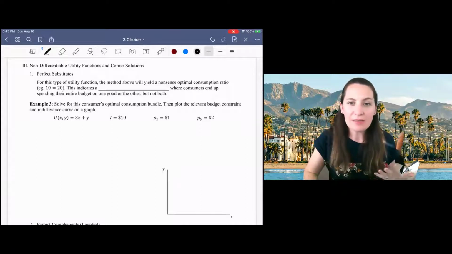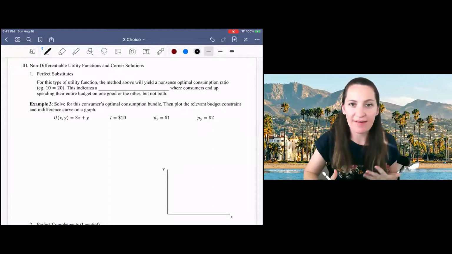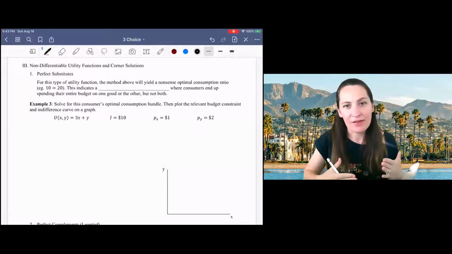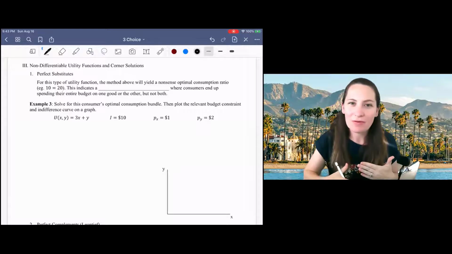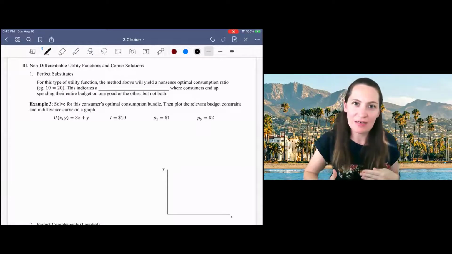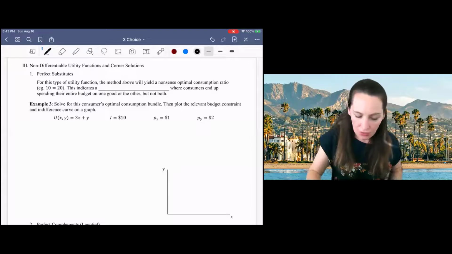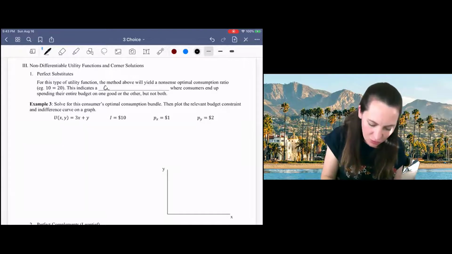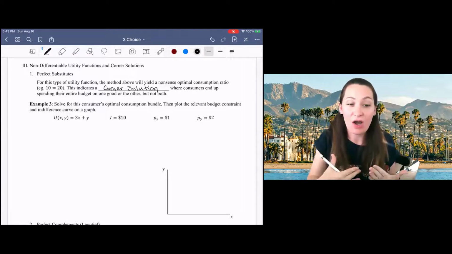So for perfect substitutes, we're not really going to be able to use the Lagrange method to find our optimal consumption choice. And that's because we have a linear indifference curve. So there's not usually a tangency between our indifference curve and our budget constraint. So this yields what we call a corner solution, meaning that we're going to end up spending all our money on one of the goods.